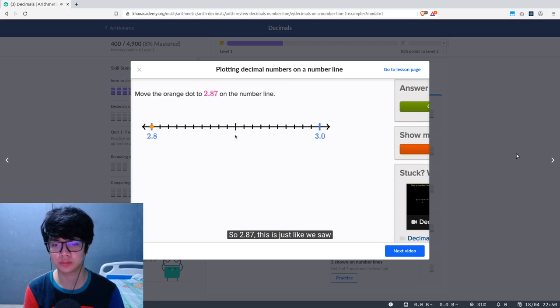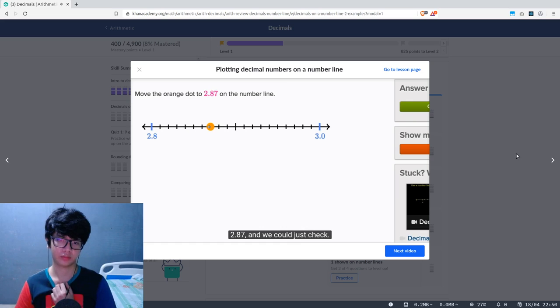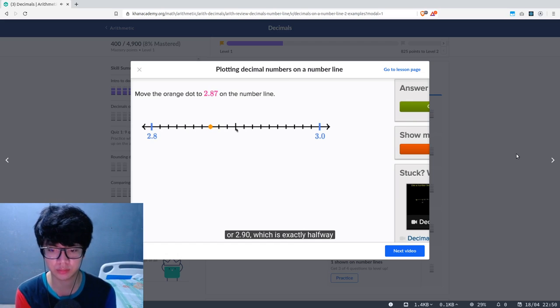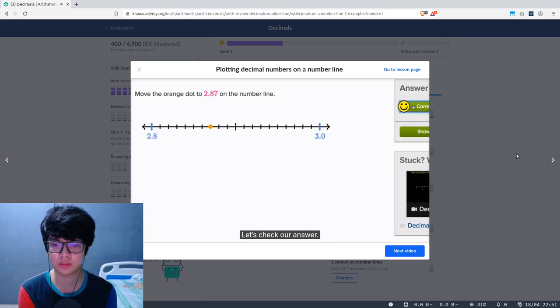And so 2.87, this is just like we saw in the last example. Each of these is a hundredth. So this is 2.8, this would be 2.81, 2.82, 2.83, 2.84, 2.85, 2.86, 2.87. And we could just check. This would be 2.88, 2.89, 2.9, or 2.90, which is exactly halfway between 2.8 and 3.0. So I'm feeling good about that. Let's check our answer. We got it right.